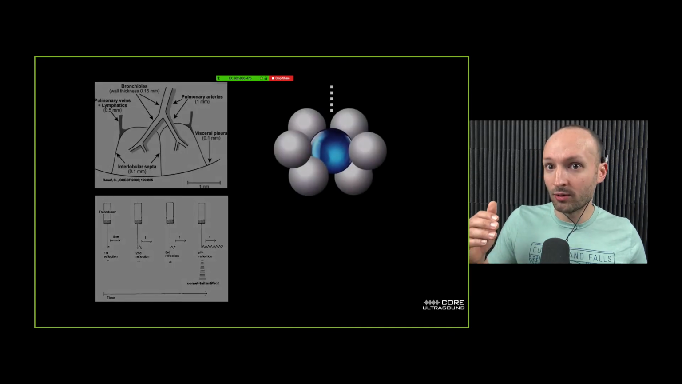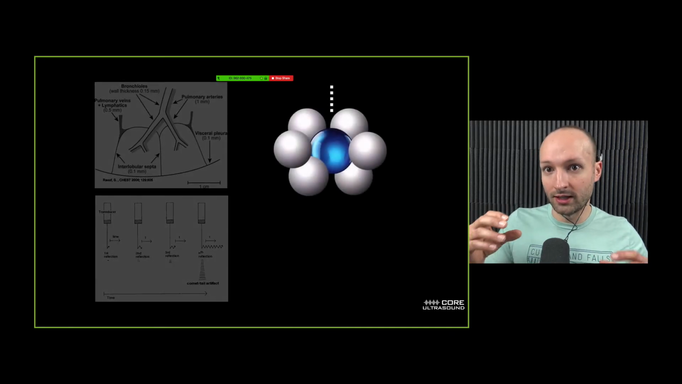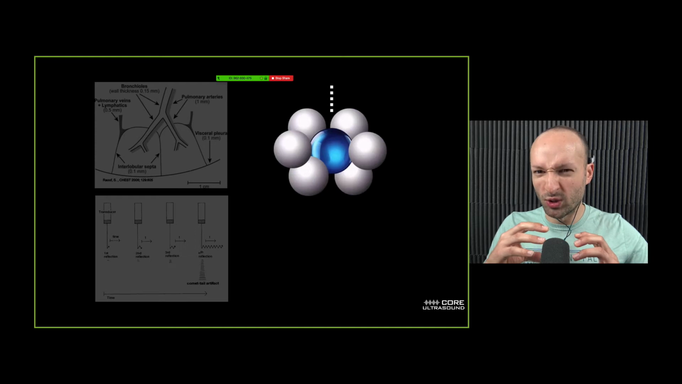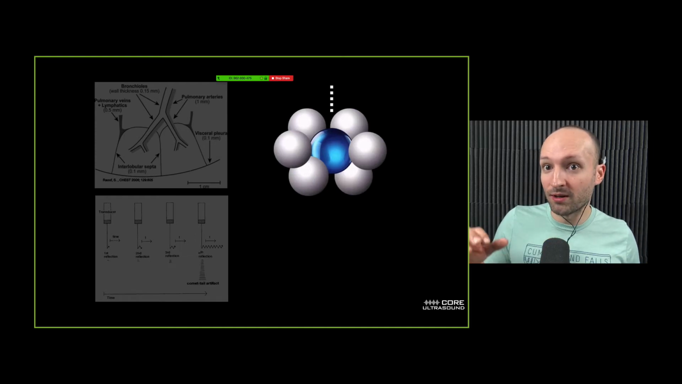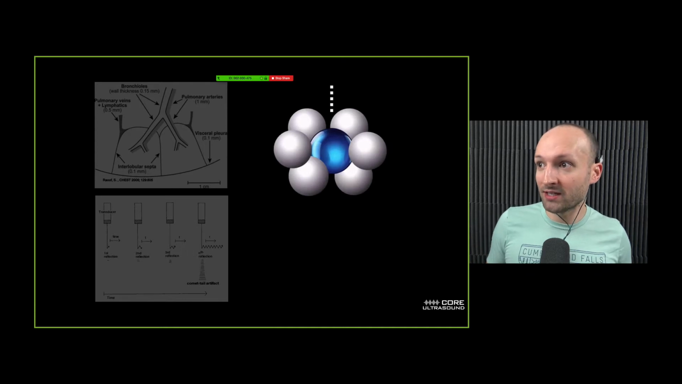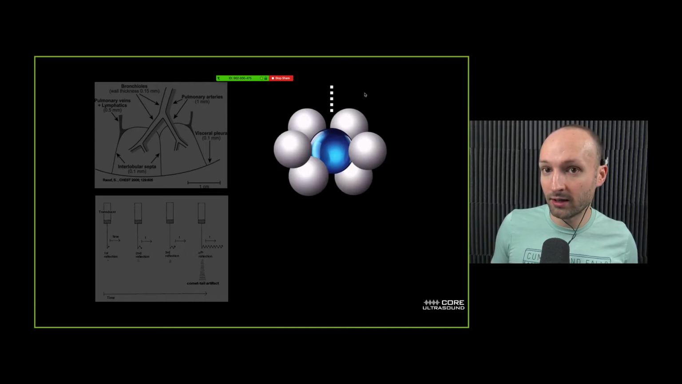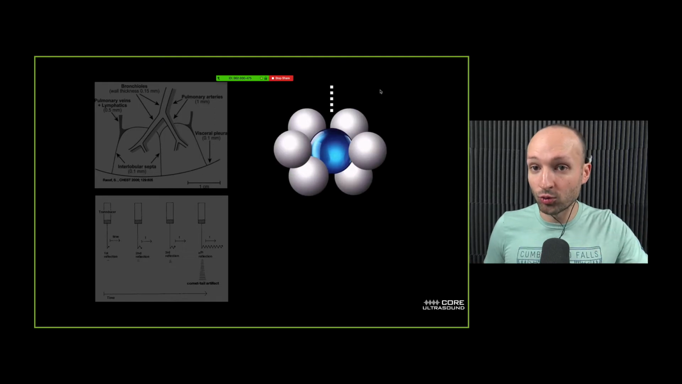So imagine that you have this blue circle in the center is like a fluid-filled or debris-filled alveolus, surrounded by a bunch of air-filled alveoli. So you have a sound beam that's represented by this dotted line right here. This sound beam is going to come down, and sound is able to go through water or tissue pretty easily, right? It doesn't bounce off of it. It goes through it to varying degrees.